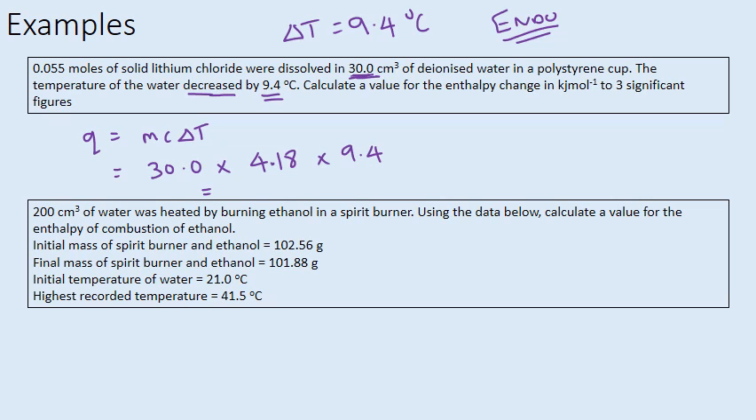So I'm going to work out my heat energy here. 30 times 4.18 times 9.4 equals 1178.76, and that's going to be in joules. So this comes out in joules.